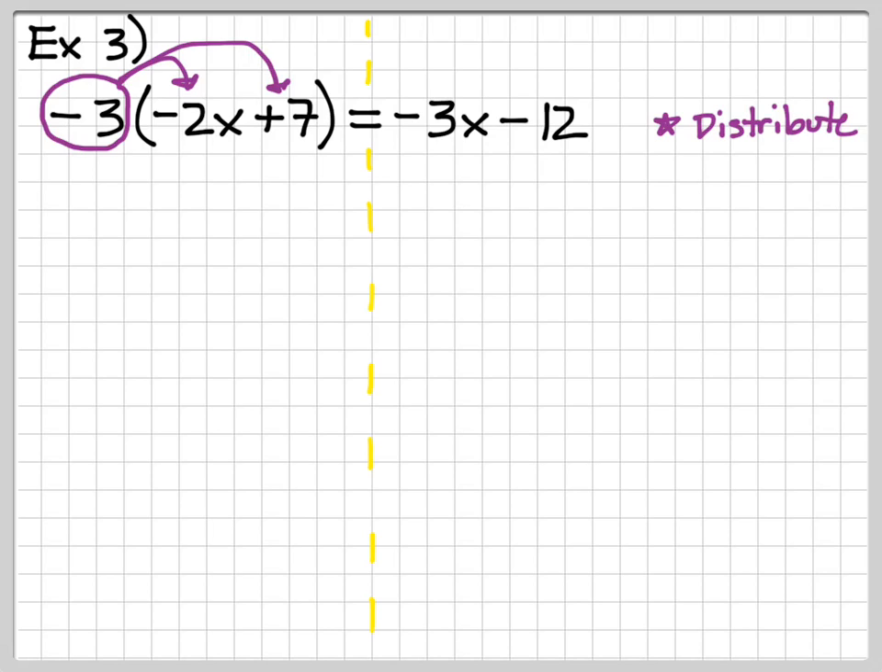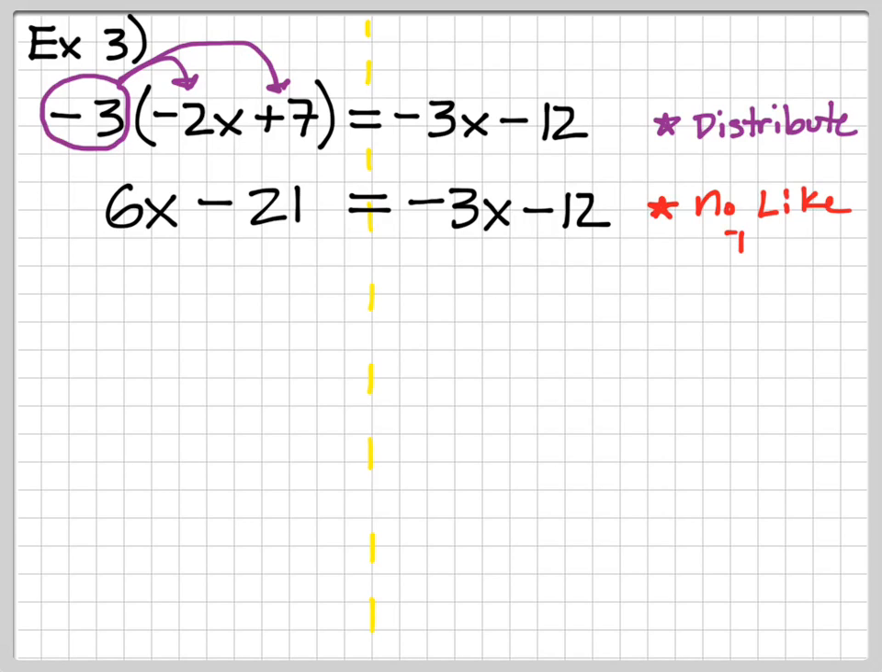Negative 3 times negative 2x is positive 6x. Negative 3 times 7 is negative 21. So on the left side I have 6x minus 21. On the right side everything drops down: equals negative 3x minus 12. I have no like terms, so I can skip this step.